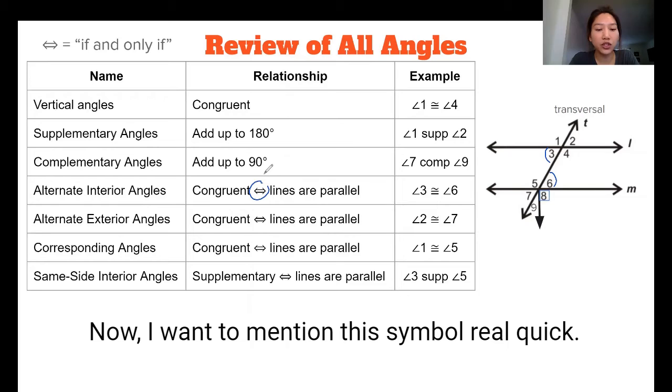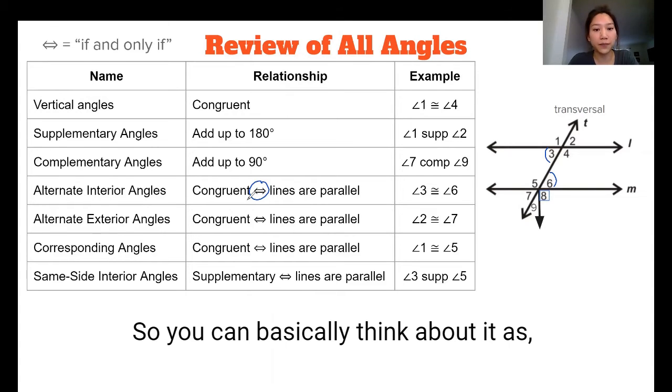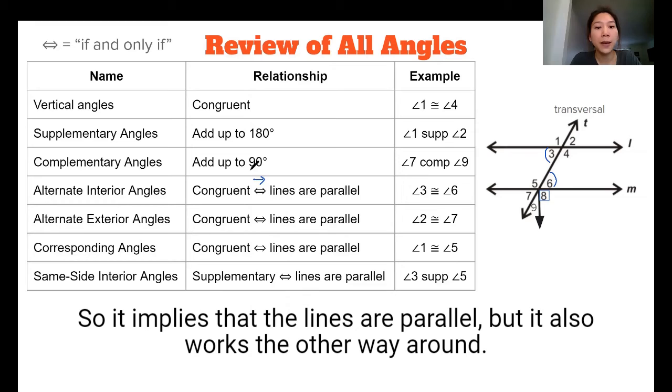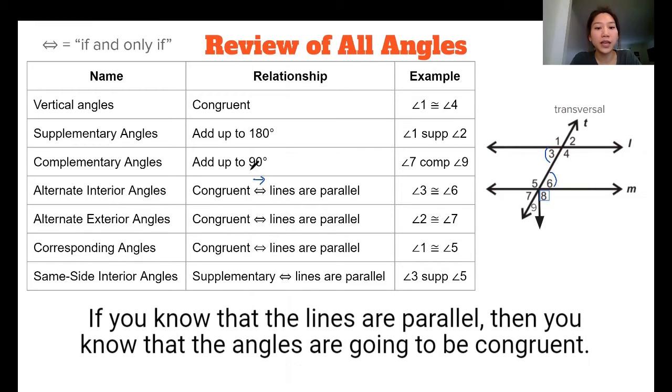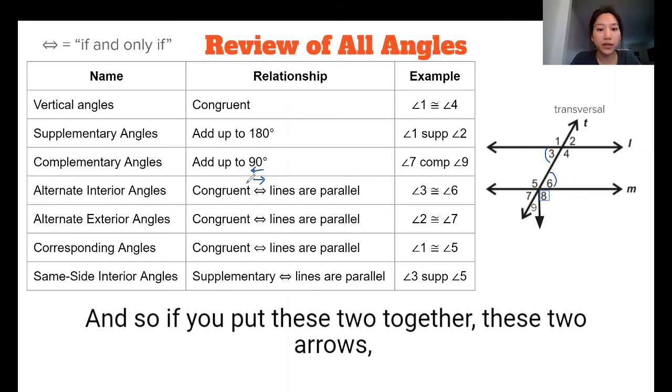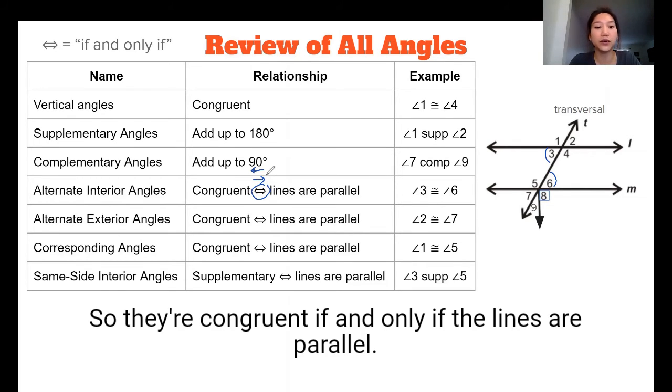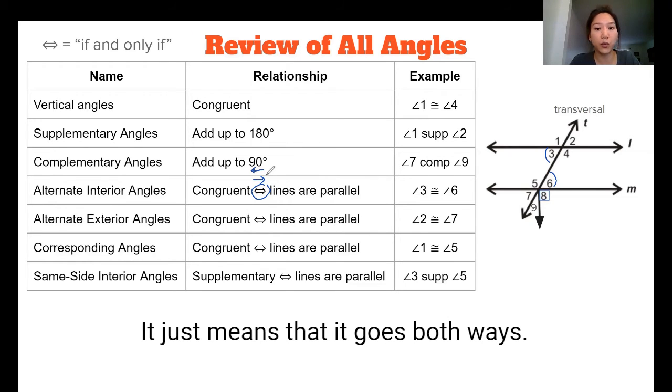Now, I want to mention this symbol real quick, okay? You can basically think about it as if the angles are congruent, that tells you that the lines are parallel, right? So it implies that the lines are parallel, but it also works the other way around. If you know that the lines are parallel, then you know that the angles are going to be congruent. And if you put these two arrows together, that's how you get this if and only if symbol. Okay, so they're congruent if and only if the lines are parallel. It just means that it goes both ways.